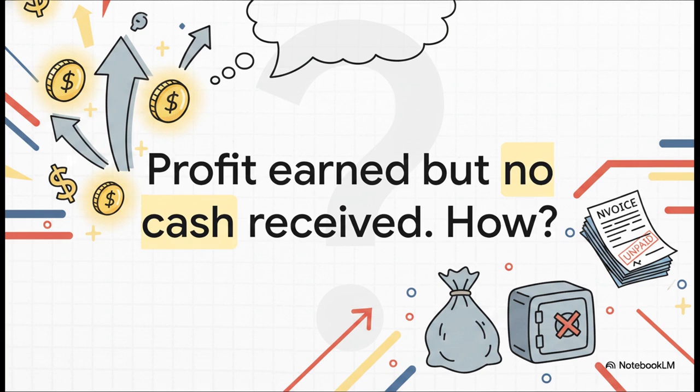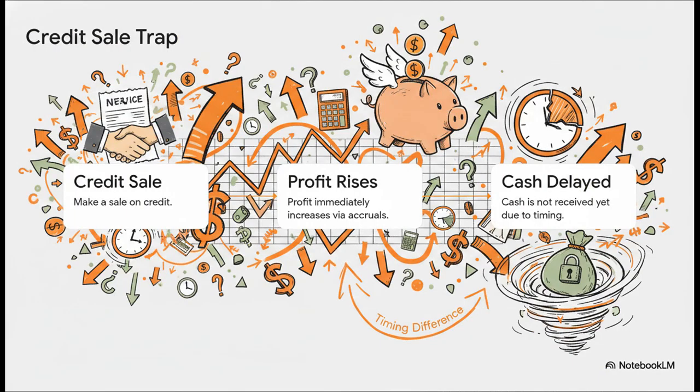Seriously, think about it. How can a business earn a massive profit but have absolutely zero cash to show for it? Well, this is the deadly credit sale trap. Imagine you land this massive contract and you make a huge sale on credit today. Now, because of accounting rules, the accruals and matching concepts, you are strictly dictated to record that revenue immediately. So, boom, your profit shoots straight up on paper. Looks great. But in reality, your client hasn't actually paid the invoice yet. They still owe you. That delay is what we call a timing difference.